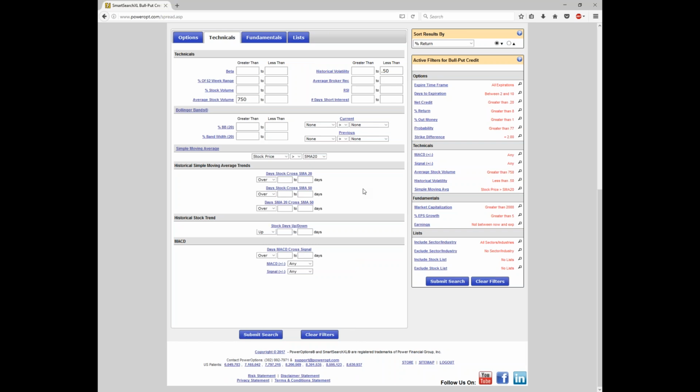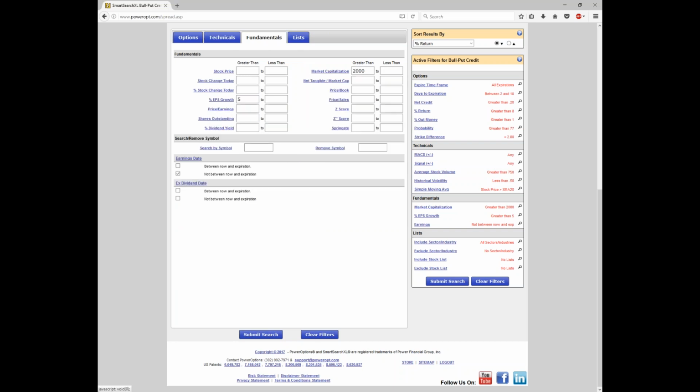All right, but all that being simple, for a bullish strategy I'm going to keep it really simple. I'm not going to worry about Bollinger Bands, the number of days the stock has crossed the SMA 20 looking for a longer trend, the number of days the stock's been up or down, or the MACD cross. I'm in a bullish strategy. I'm going to look for positions that have good average stock volume, are trading in an uptrend, and are not too volatile in the historical volatility. I want to only look for mid to large cap stocks and stocks that have shown good earnings, and I don't want to see stocks that have earnings between now and expiration.